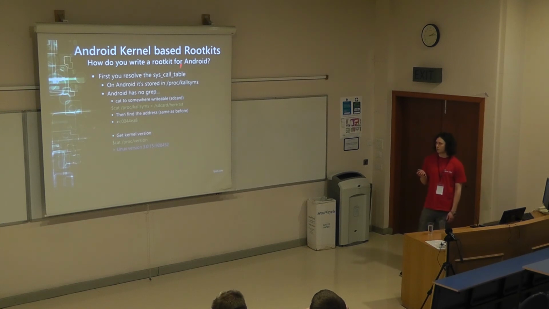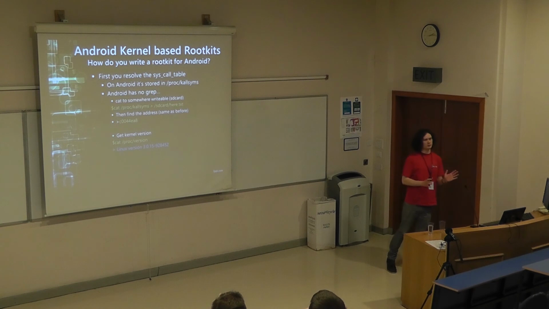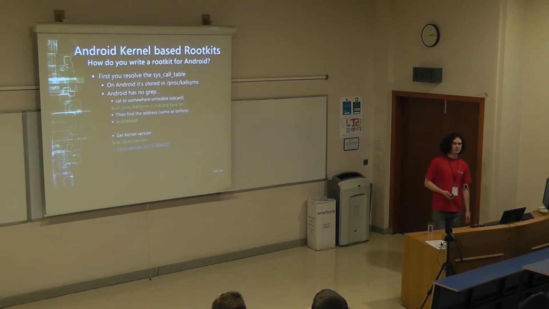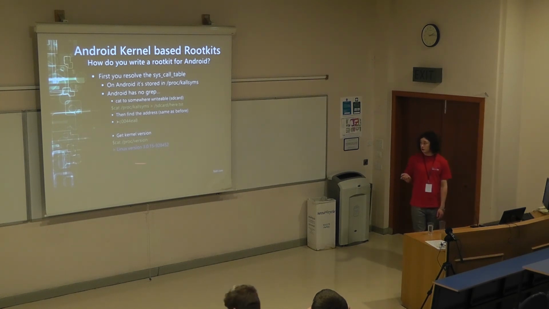So what do we do? Well, again, if we want to resolve the system call table, we can. It exists in /proc/kallsyms. Now, as I said, Android has no grep, so when you're playing about with it, that's really annoying. If you want to read it, you concatenate it and stick it somewhere writable, like the SD card. And once it's on the SD card, you can cat it. You need to do a little bit of manual trawling through it, but it is there. And once you've got it, you can do the same thing. It's also really important in Android to have the kernel version. You can generally get it from your settings, but you can also get it by catting /proc/version.